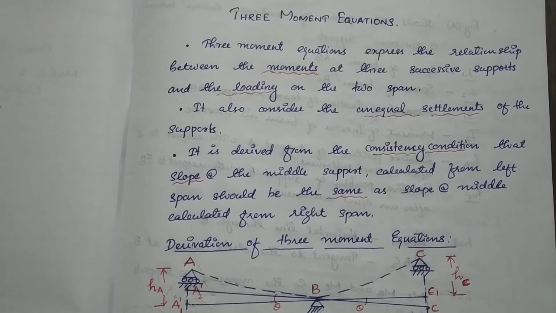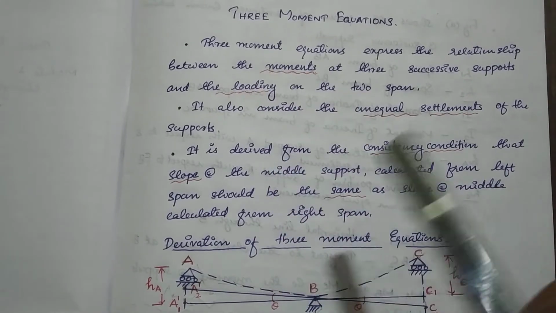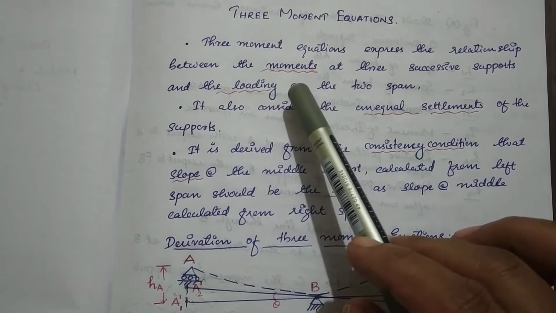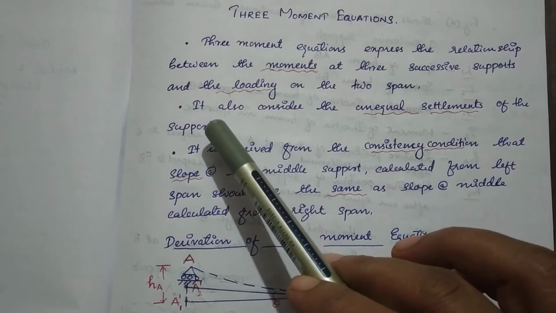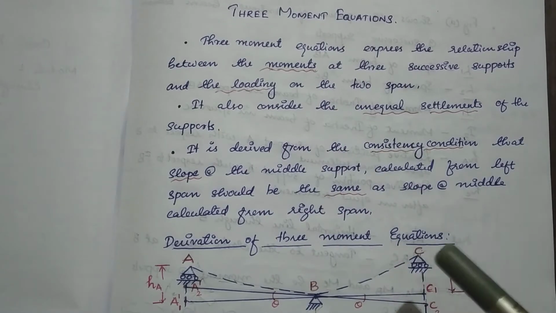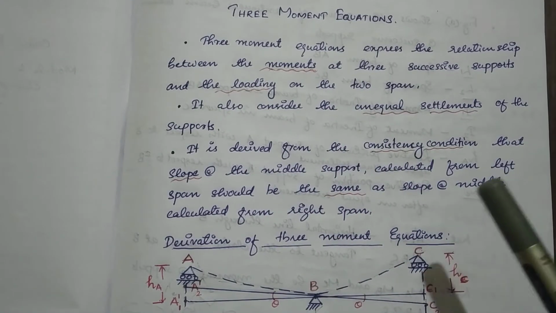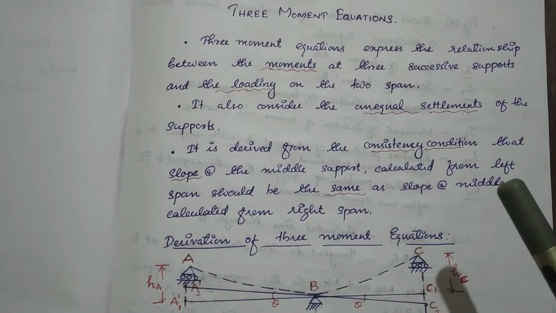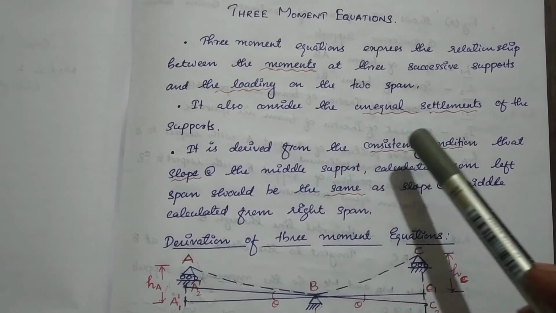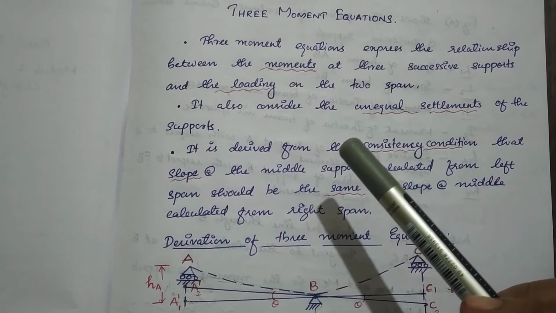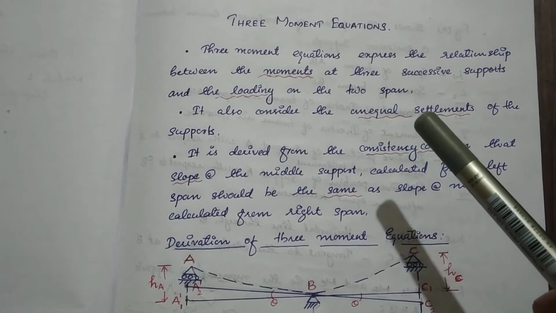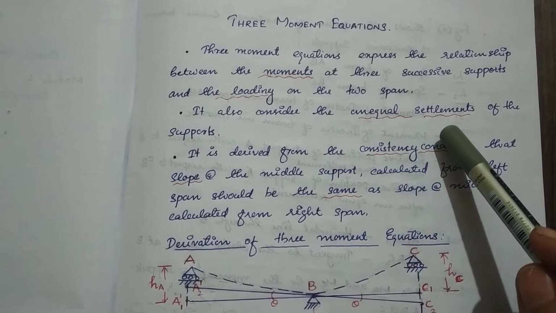Today we are going to discuss the three-moment equation. The three-moment equation expresses the relationship between the moments at successive supports and the load on the two spans. That means this equation is made with the moments as well as the load. It also considers unequal settlement of supports, so using the three-moment equation we can find the settlement also.